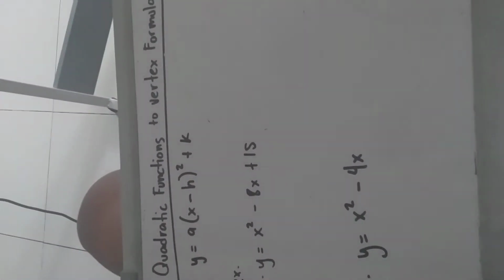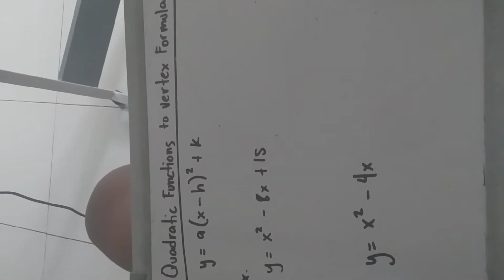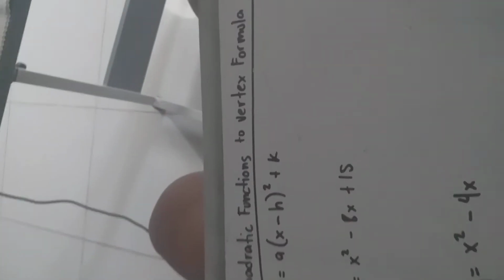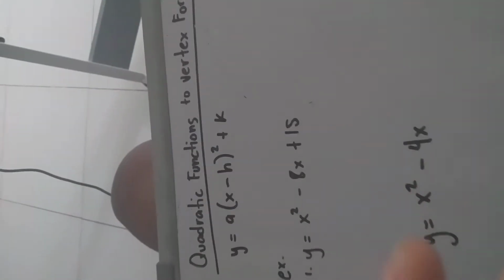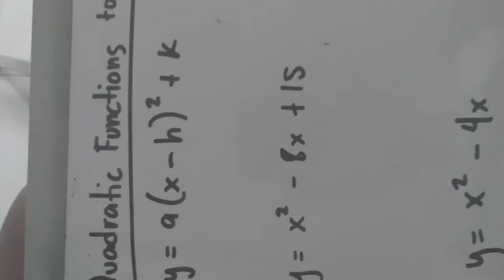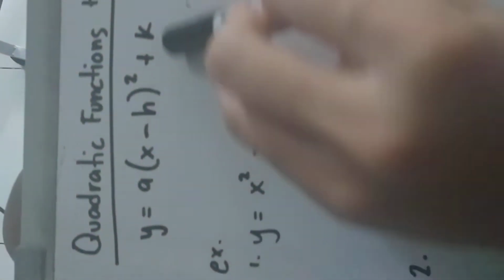And today we're going to talk about turning quadratic functions to vertex form. So when we talk about quadratic functions, you're talking about the standard form. This is our standard form for a quadratic function, and we're going to take this quadratic function and turn it into something like this. This is what we call the vertex form, or vertex function, or something like that.